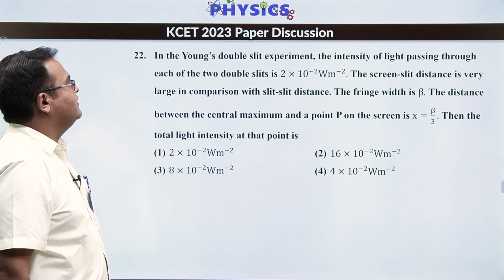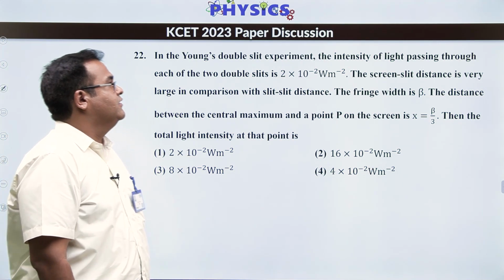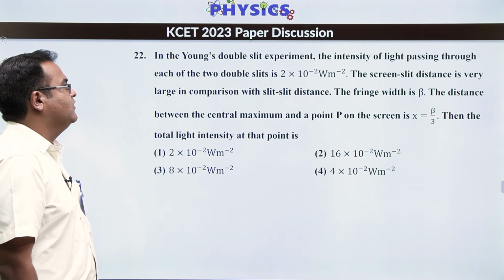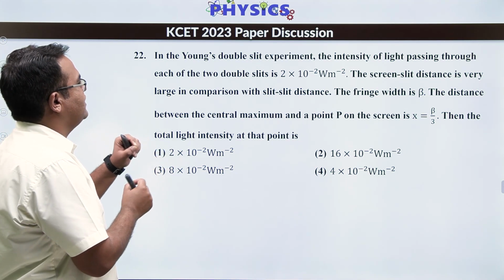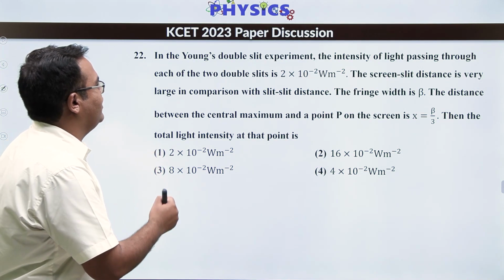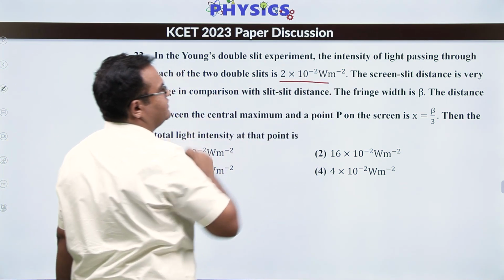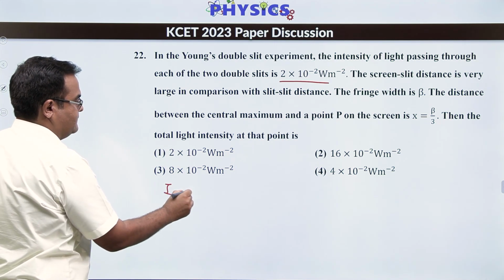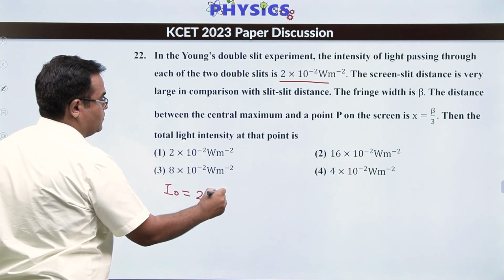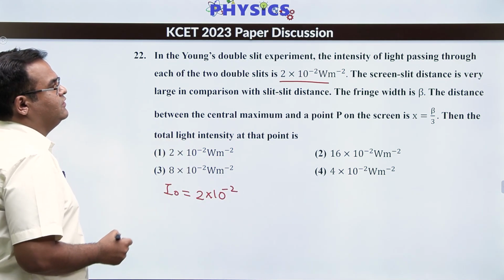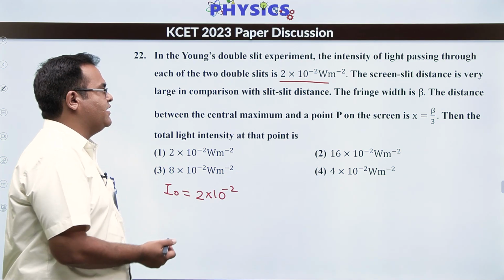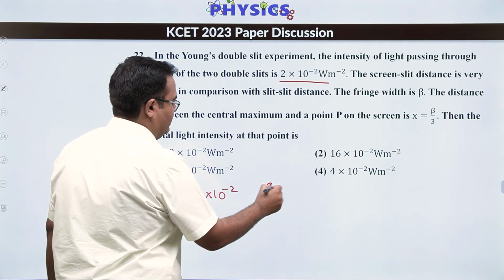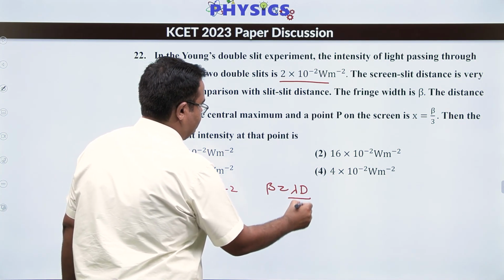Now it says that in the Young's double slit experiment, the intensity of light passing through each of the 2 slits is this. So both the light sources, which are 2 slits acting as the secondary sources of light, have intensity 2 into 10 to the power minus 2 watt per meter square. So this we can write as I naught, which is 2 into 10 to the power minus 2. Now the screen slit distance is very large in comparison with slit distance. The fringe width is beta. Now we know fringe width beta is lambda D by small d.